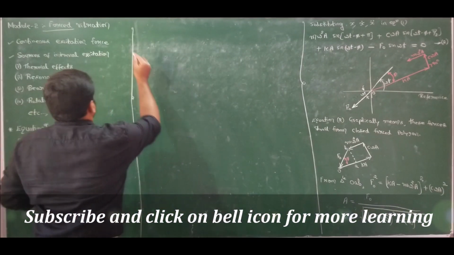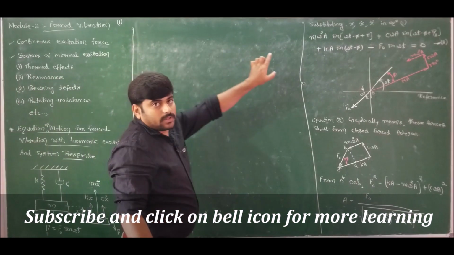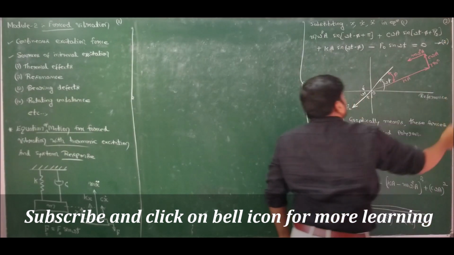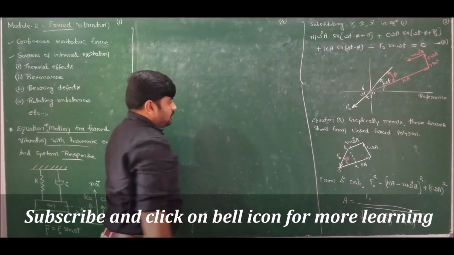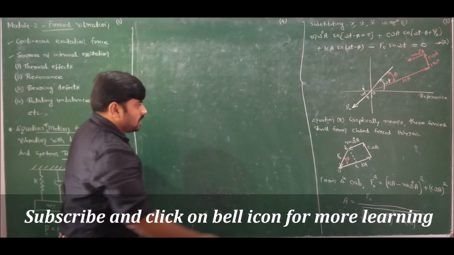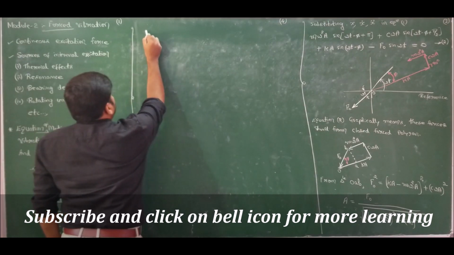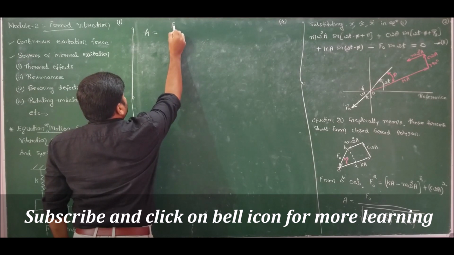Now for better understanding, let me give the page numbers. This is page number 1. Page number 2 I have erased. This is page number 3. Now moving to page number 4. From here I want to simplify and find. So continuing from there, we have A is equal to F naught.